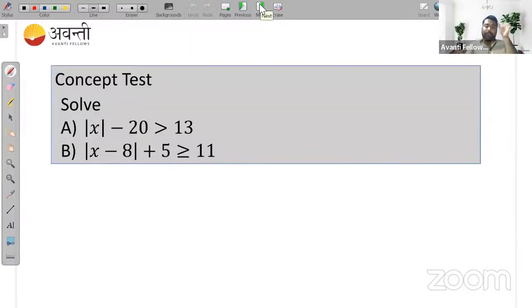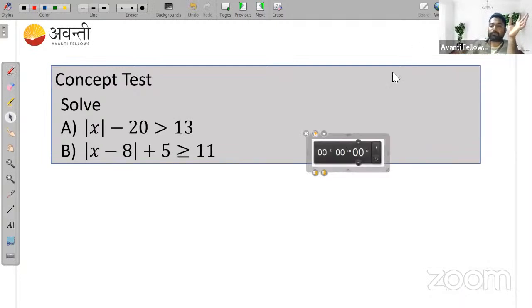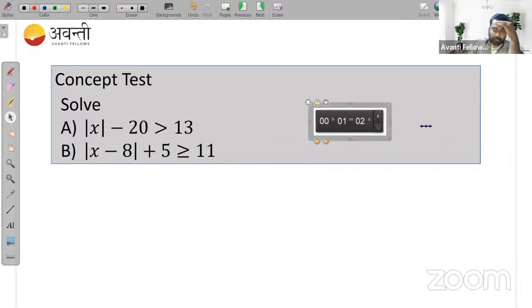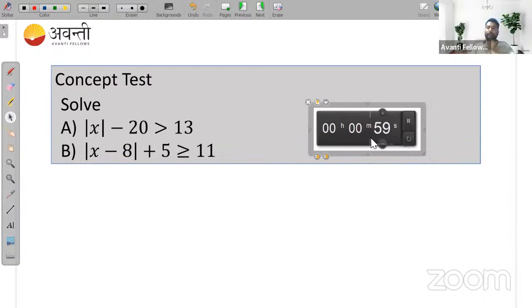Next, here you have a concept test. Just take 1 minute for this question and try to solve it. By using the previous property, you can solve it. Okay, your time starts now. Anyone who is getting the answer, you can share in the chat box.